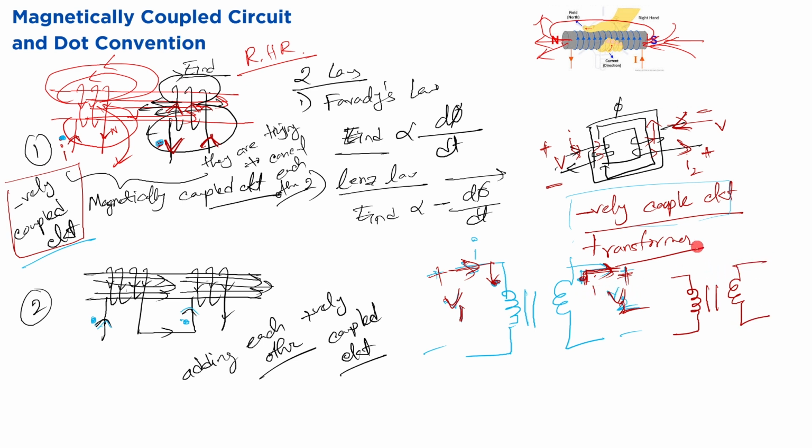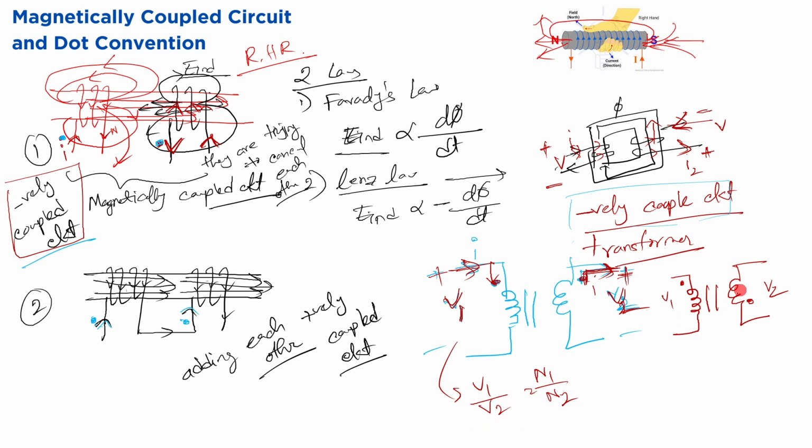If the dots are on the opposite side, what will happen? Like here and here. This is V1, this is V2. We can see V1 by V2 for this circuit: V1 by V2 equals N1 by N2. That means there is no negative there, so the polarity of V1 and V2 are the same.